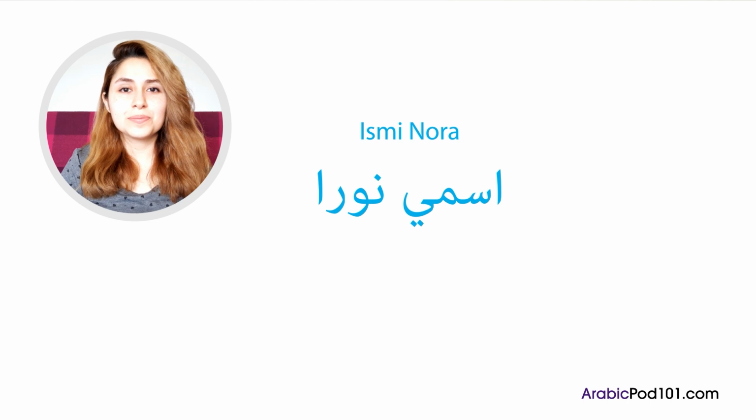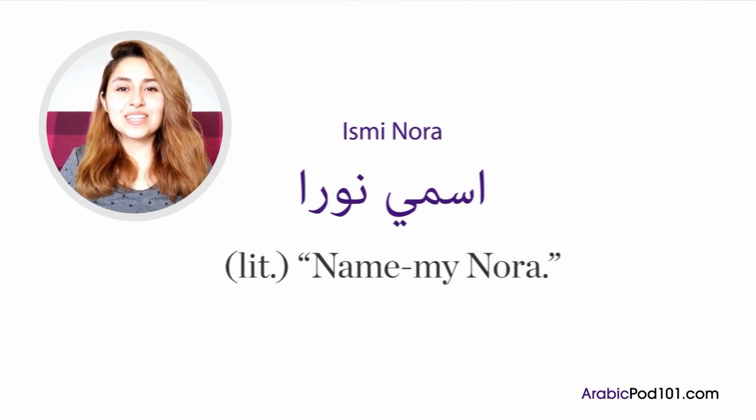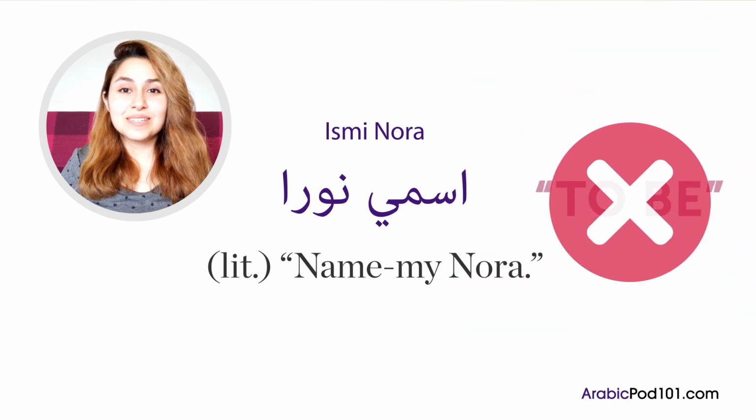Ismi Nura. If we translate this literally, it would be something like, name my Nora. Have you noticed that the verb to be isn't in the sentence? In this lesson, we will see how the Arabic sentence structure allows sentences to form without needing the verb to be. We'll see what a noun plus adjective sentence looks like in Arabic.